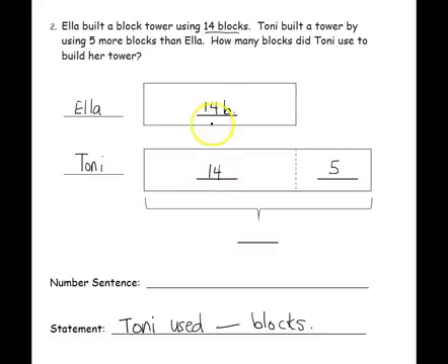So if they had used the same, it would be 14, but since Toni used 5 more, I can find out how many she used by just adding the pieces of the tape together. 14 plus 5 is 19. That means that Toni used 19 blocks. And the way we found that was we took the 14 blocks that Elle used plus the 5 more that Toni used, and we got 19 for our final answer.